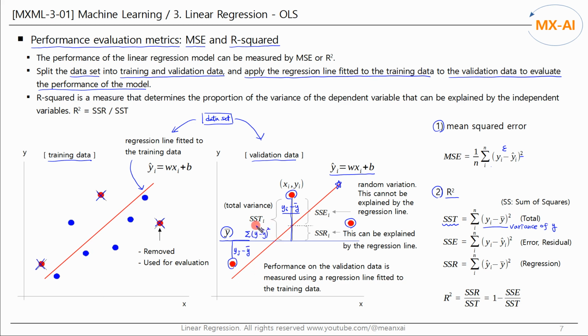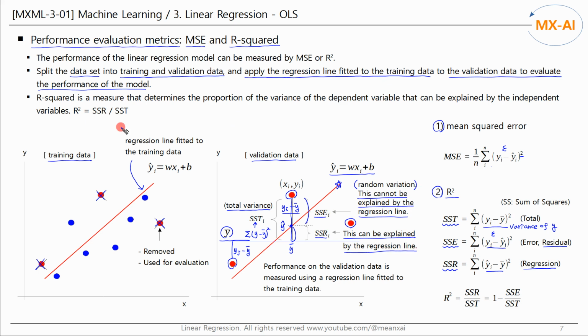SST is the sum of all these squared. And y minus y hat is equal to this much. This is the error, or residual. The sum of squared errors is called SSE. And y hat minus y bar is this much. This is called regression sum of squares, or SSR. SST stands for total variance. Because the SSE is random variation, it cannot be explained by the regression line. SSR can be explained by the regression line.